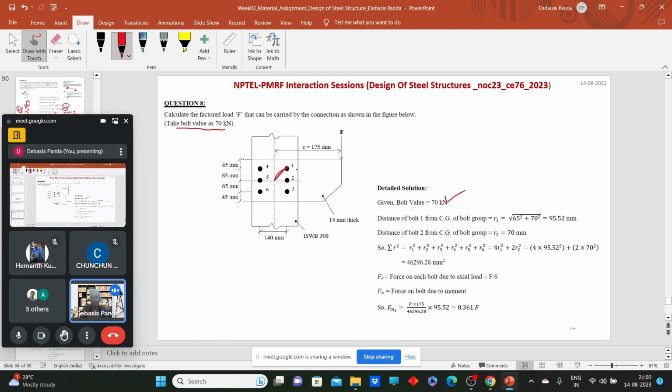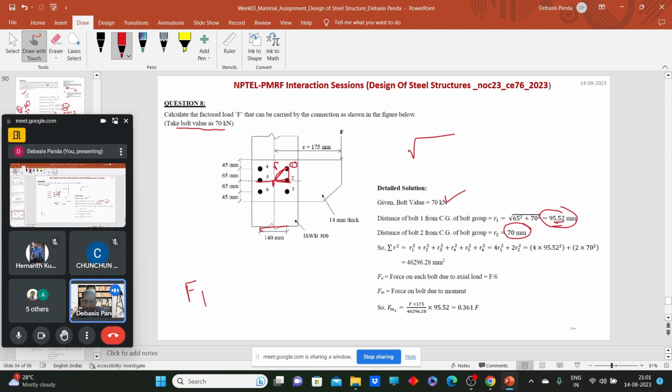You can take any of them. So I am considering bolt number 1. What will be the R value for this bolt? R value for this bolt will be under root of 65 square plus this square, so this comes as 95.25 mm. Clear? Now what will be the R value for bolts 2 and 5? That will be only this part, 140 mm, so half of this, that means 70 mm. So we have two radial distances: R1 is 95.25 and R2 is 70 mm. So now we need to calculate the value of F1 and the value of F2. F1 we can easily calculate.